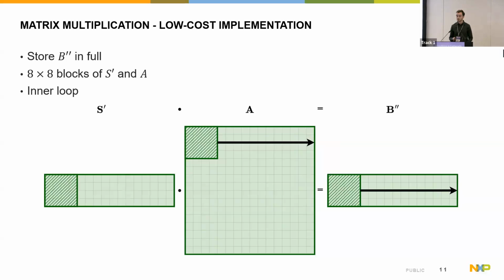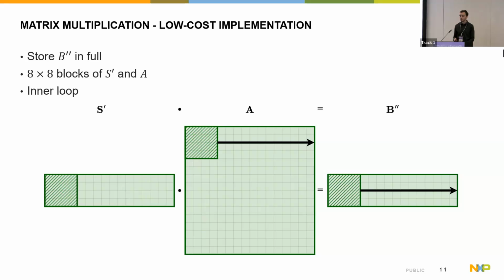And this shows you an idea of how this multiplication looks like. And for the low-cost implementation, so the first implementation I mentioned, we store one matrix in full. So here we choose to store this B double prime in full. However, for the two other matrices, so S prime and A, we only store an 8 by 8 block in full, or only an 8 by 8 block.